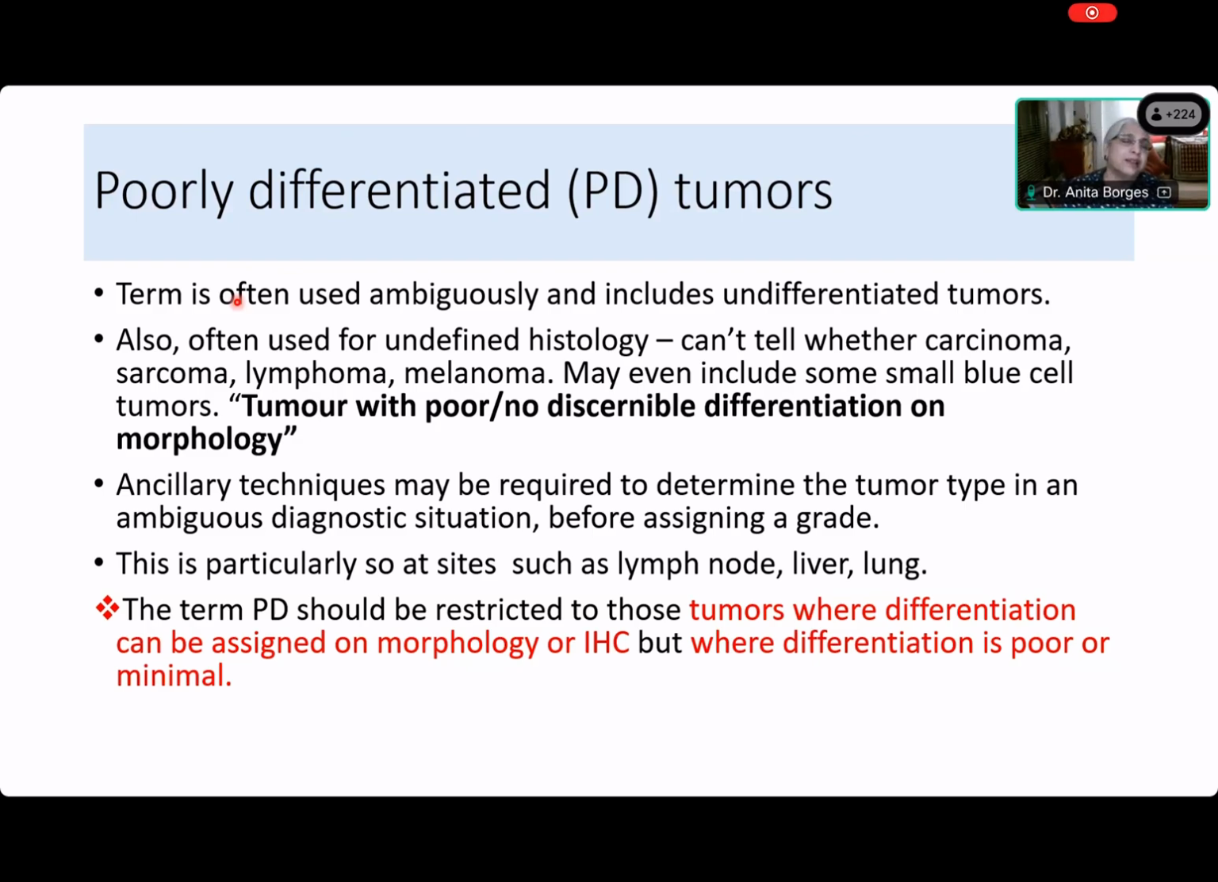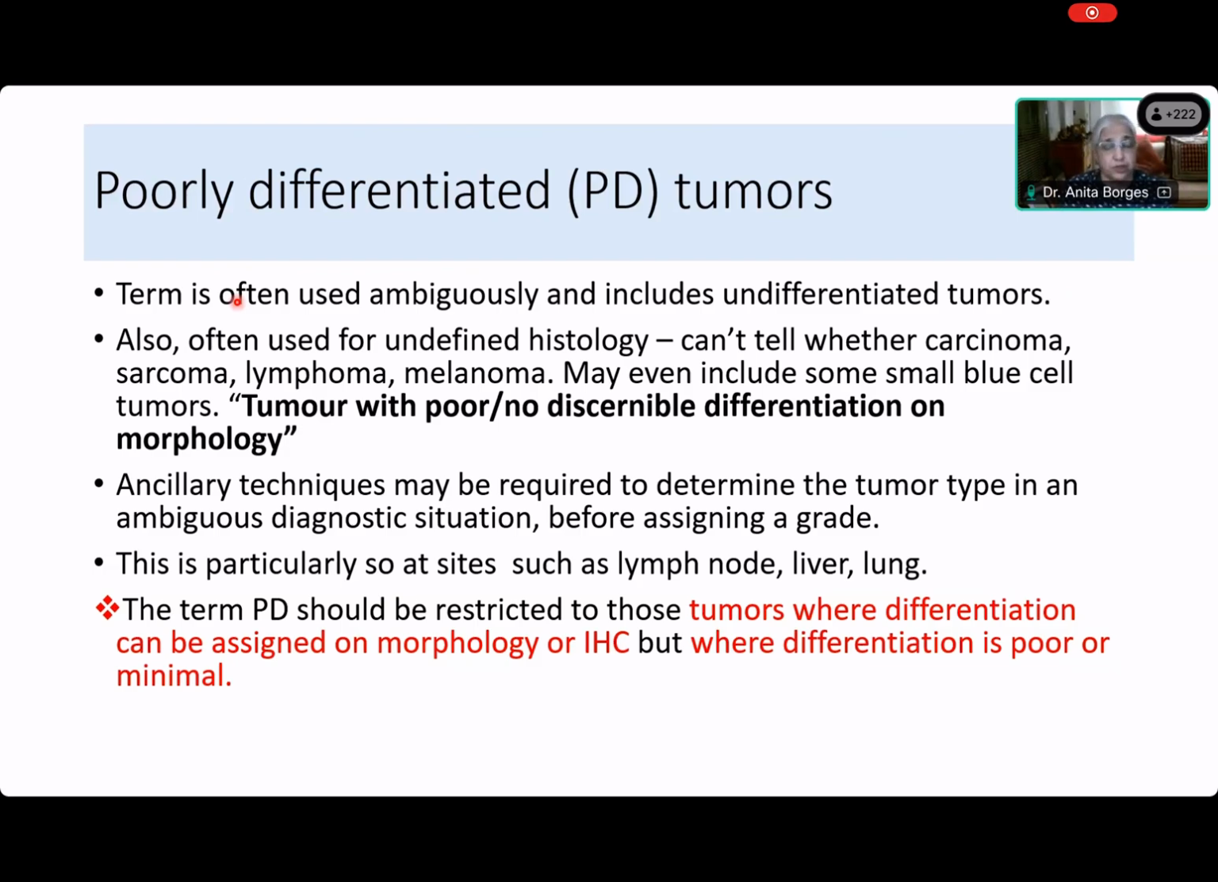But in the usual way in which we write our reports, we teach our students, we even think, this term poorly differentiated often includes undifferentiated tumors. Okay, we'll come to that. It's also used for something that is undefined on histology. And you know what I mean by undefined? I look at it, and from the morphology, I cannot tell whether this is a carcinoma, a sarcoma, a lymphoma, a melanoma, or some other undifferentiated tumor, some blue cell tumor. When I don't know what something is, and I cannot see any differentiation, before I start to do immunohistochemistry or anything else, I use this term. I am looking at a poorly differentiated tumor. It's not a good term to use, but unfortunately that is a term that is there.